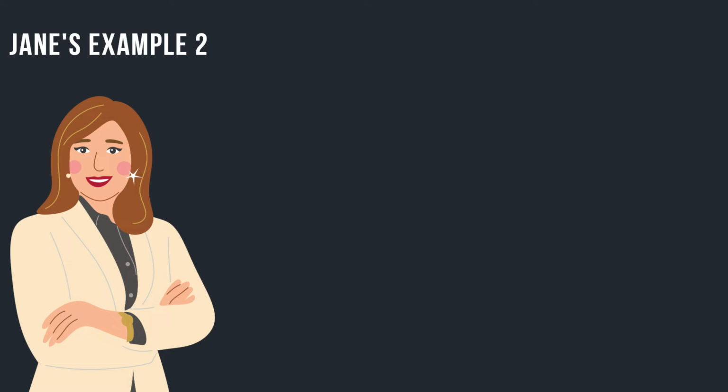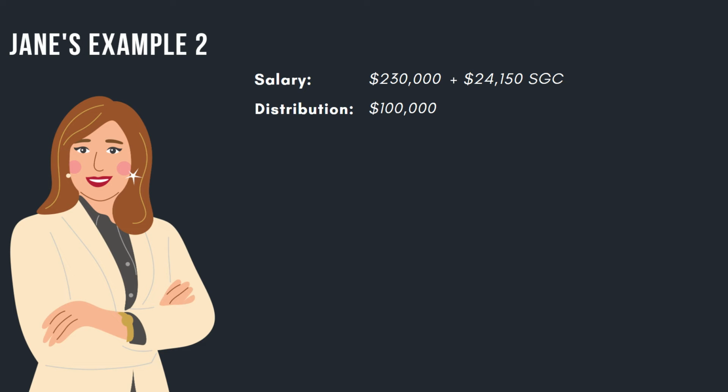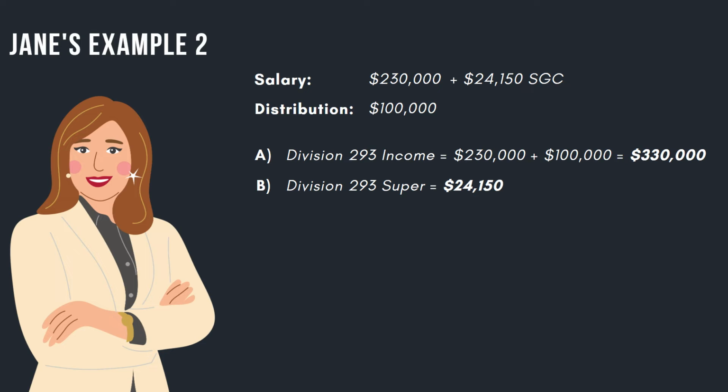Now let's assume that Jane's income remains the same, but she has a larger than expected profit distribution from the family trust of $100,000. In this instance, Jane's Division 293 income would still be $230,000, which is her salary, plus $100,000, which is the distribution from the trust, giving her a total Division 293 income of $330,000. The Division 293 super contributions are still just the employer SGC paid contributions, which is $24,150.